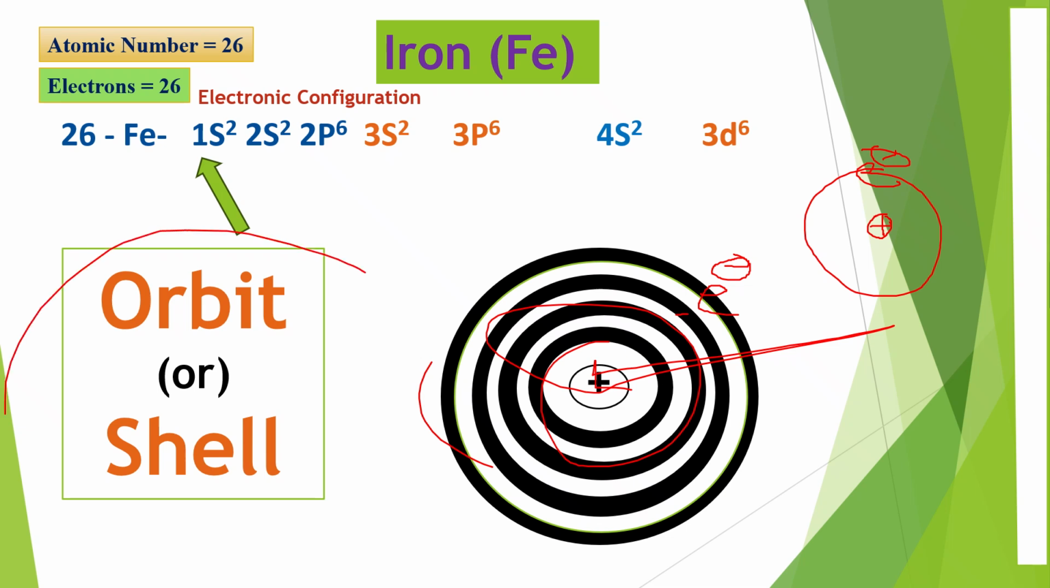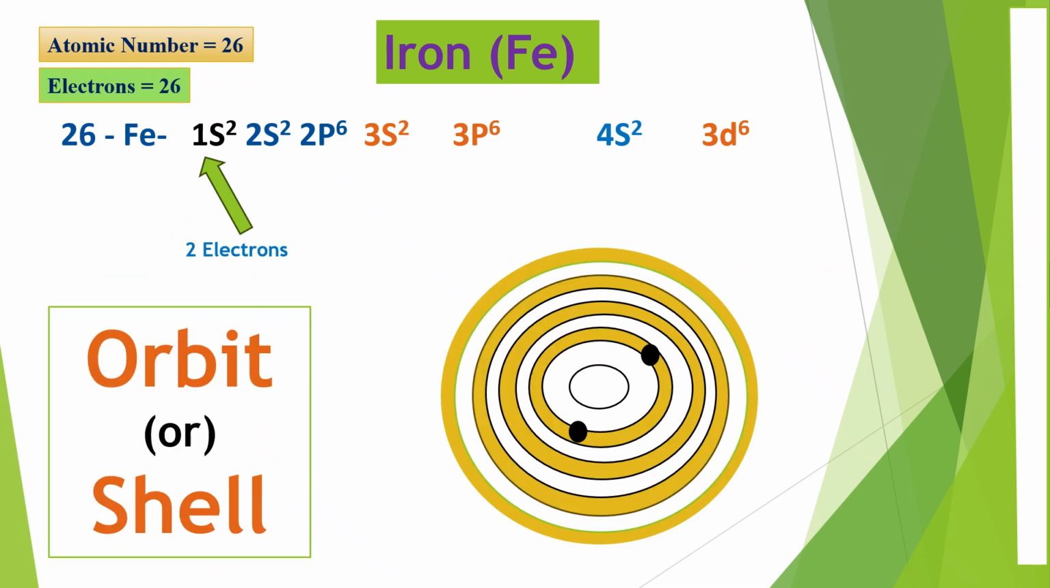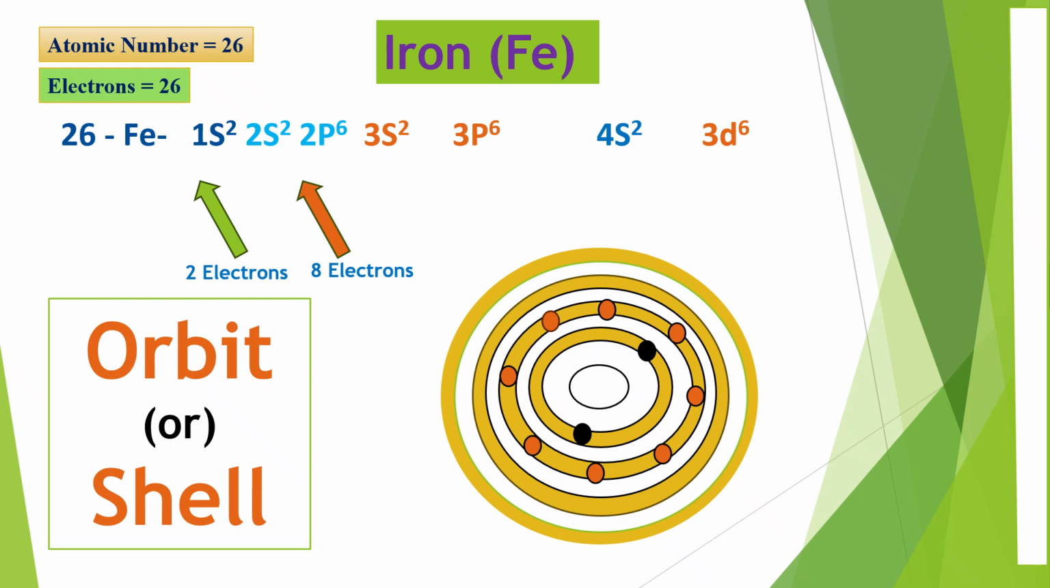Then here, what is orbit? Very important terminology. Electrons revolve around the nucleus in a closed circular path. That path is known as orbit. See here, this is the first orbit. It contains 2 electrons. The second orbit contains 2 and 6, total 8 electrons, like this 1, 2, 3, 4, 5, 6, 7, 8.